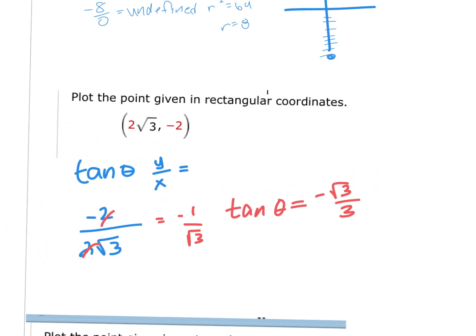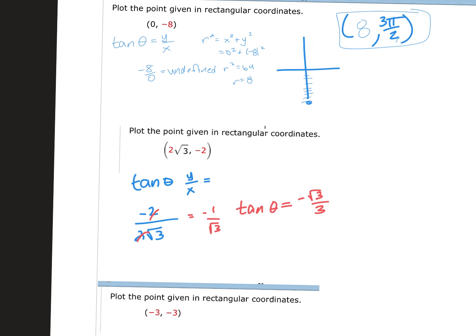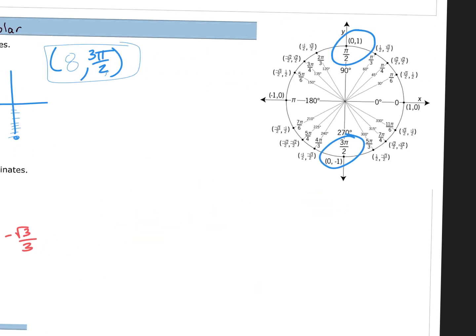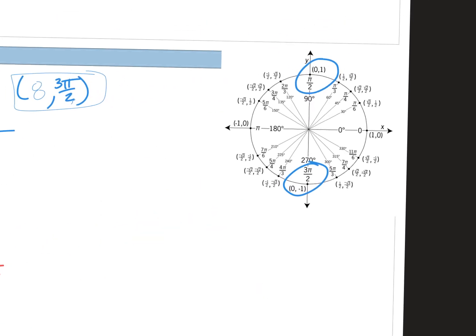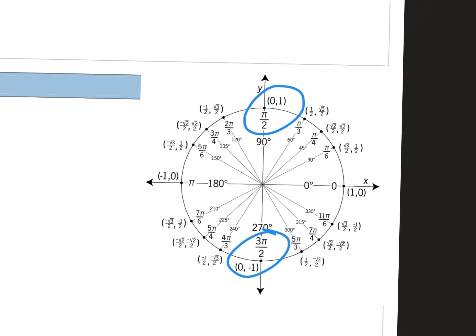All right, so just think about this for a second, guys. Go back to our trig stuff. I have my unit circle up here. Where is tangent? Whoops, I meant to erase. That's not what I meant to do. All right, back to our unit circle. Where is tangent negative? Which quadrants?